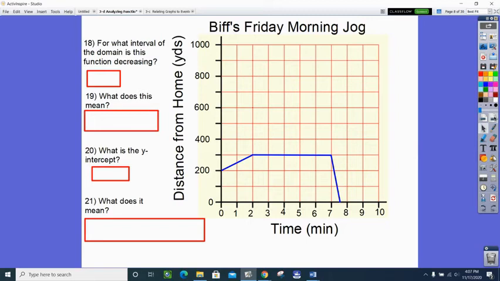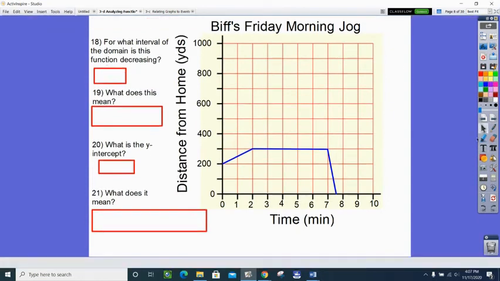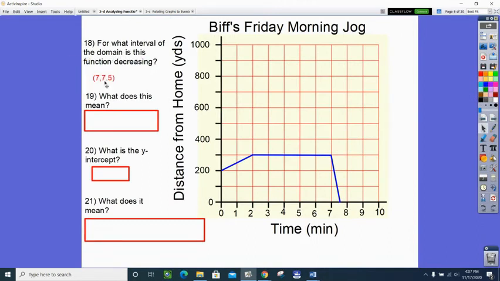For what interval of the domain is the function decreasing on Friday? This is kind of an approximate. Whoops, sorry. Man, I've got to get back on my thing. Sorry, it's a Friday brain. 7 to about 7.5, and that's kind of a guesstimate. And again, because it's an interval, I tend to go with the parentheses because of those endpoints, right? What does this mean? Biff is moving back towards home, right? And it took him half a minute to do that.